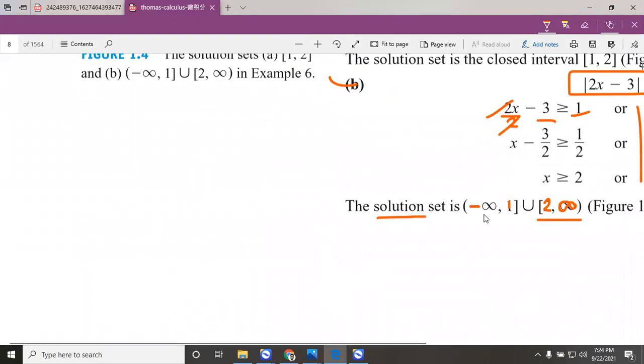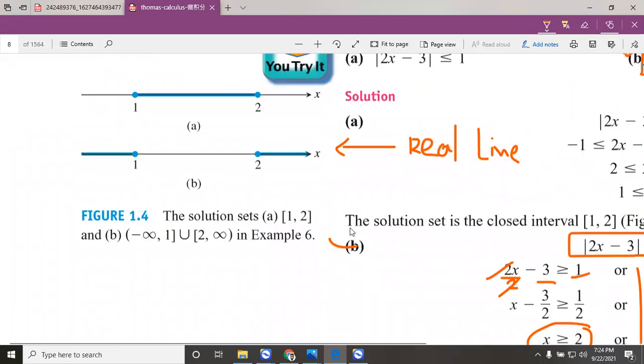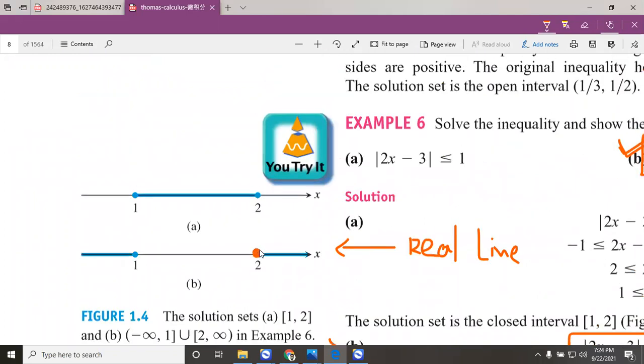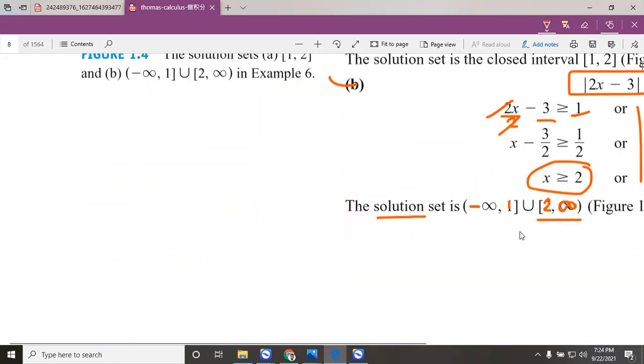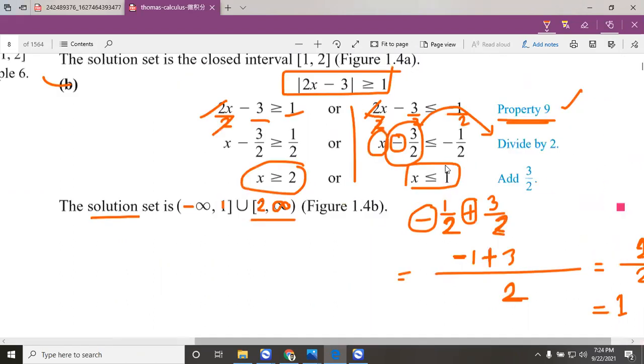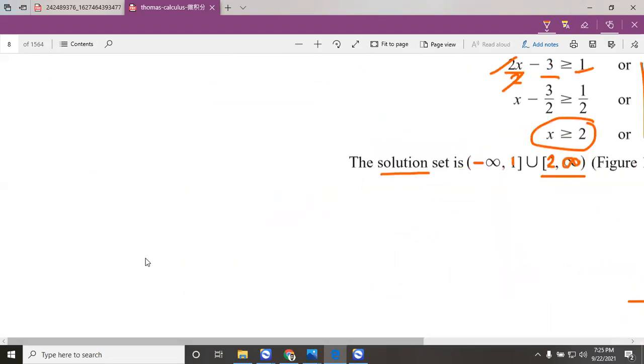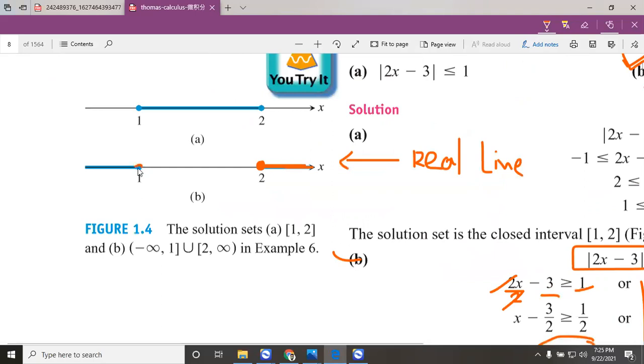So our solution was the value of x is greater than or equal to 2. So we take this 2 and this will be a solid circle, and we take this to the right side, to the right direction. And another solution is x will be less than or equal to 1. So in our graph, we mark this here and we go to the left direction. So this is our graph.